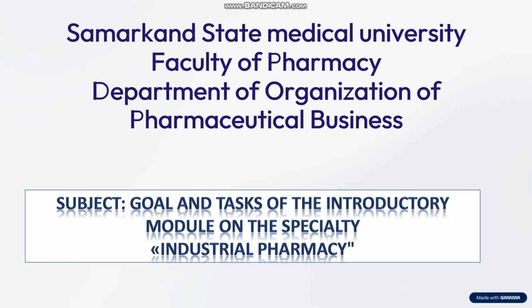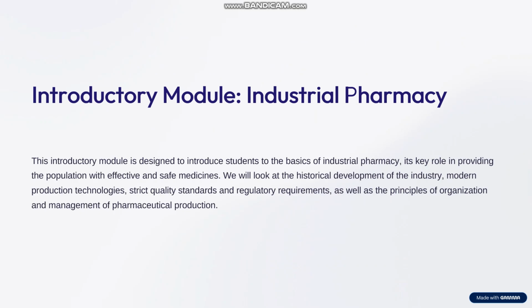Today's topic is Goals and Tasks of the Introductory Module on the Specialty Industrial Pharmacy. This introductory module is designed to introduce students to the basics of industrial pharmacy, its key role in providing the population with effective and safe medicines. We will look at the historical development of the industry, modern production technologies, strict quality standards and regulatory requirements, as well as the principles of organization and management of pharmaceutical production.